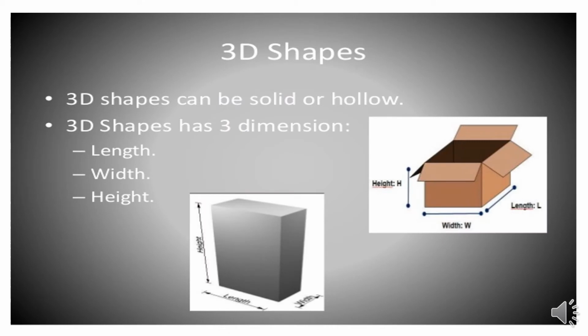3D shapes. 3D shapes can be solid or hollow. 3D shapes have 3 dimensions, length, width and height. That's why they are called 3D shapes, right? Because they have 3 dimensions, length, width and height. Again I am going to repeat, length, width and height.